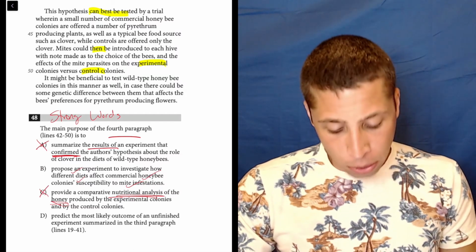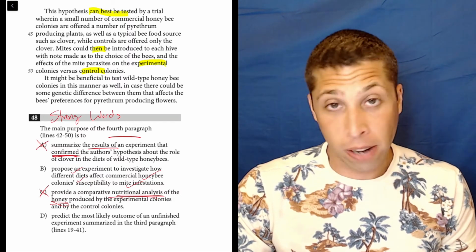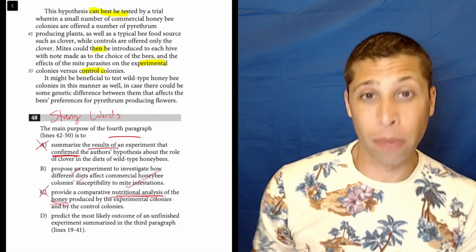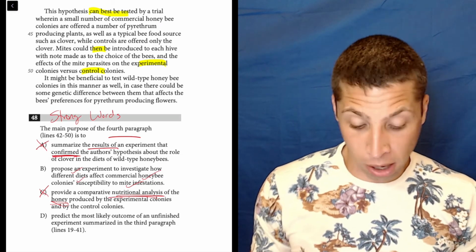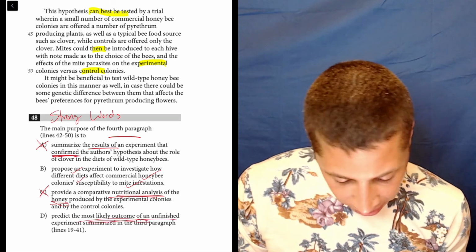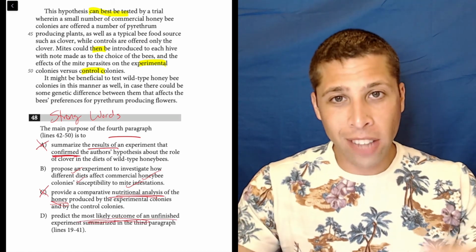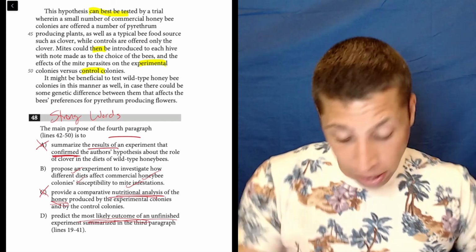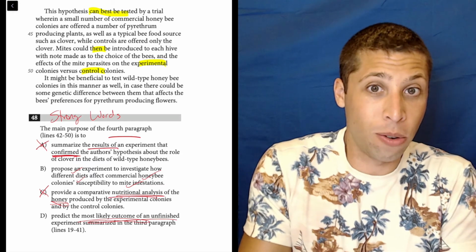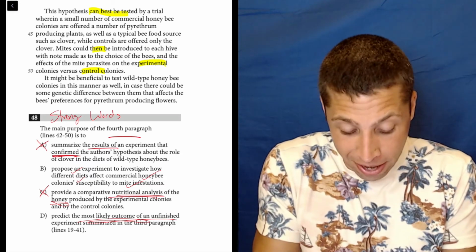D, predict the most likely outcome of an unfinished experiment summarized in the third paragraph. So, normally when I do these things, I'm always like, if they tell you to read something, read it. But I know that this is wrong before I even go back to the third paragraph, right? Are they saying this is the outcome of the experiment? No. They're just saying this is the experiment we want to do. They have not said what's going to happen. They're just saying this is what we would like to do. So yeah, it doesn't have any predictions.